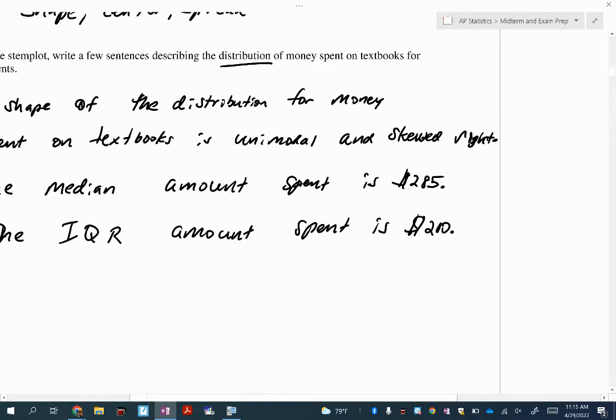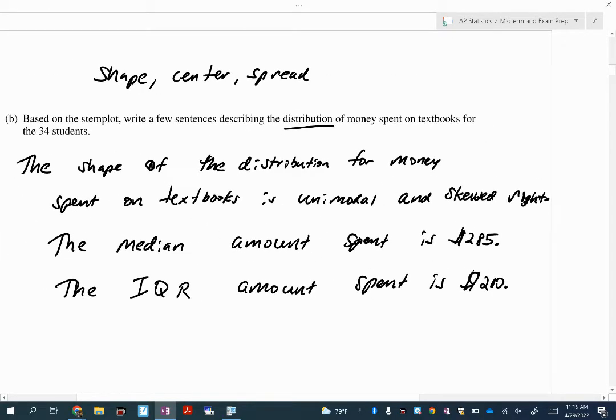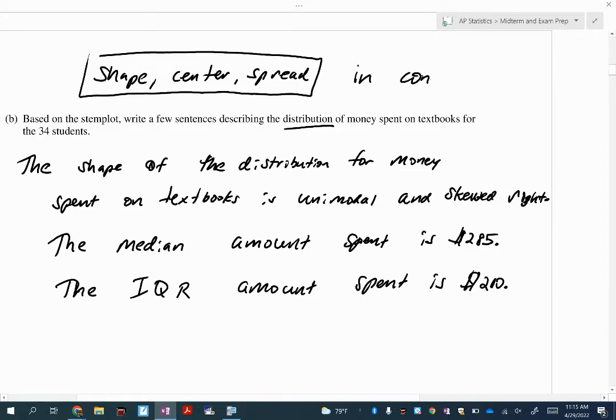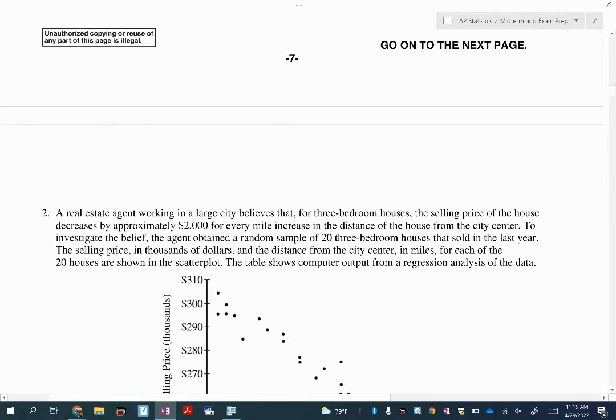All right, key thing when you're doing this is make sure that you're doing the shape, center, spread, but also don't forget, always in context. So if you're just writing down the shape is this, the median is this, the IQR is this, but you don't mention that it's about the money spent on textbooks for these 34 students, then you're not going to get the full credit. All right, that's it for number one. Let's go to number two.